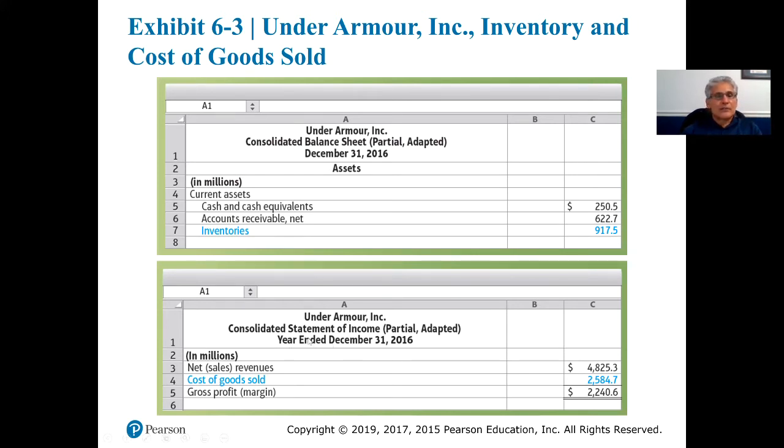It appears they also have an income statement, just the area that we're focusing on, where we have net sales revenue, which in this case is $4,825,000,000, and the cost of goods sold is $2,584,000,000. So the gross profit, the difference between sales and cost of goods sold, can be computed as $2,240,000,000.